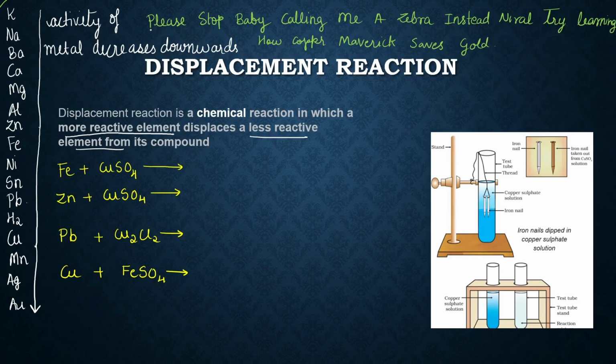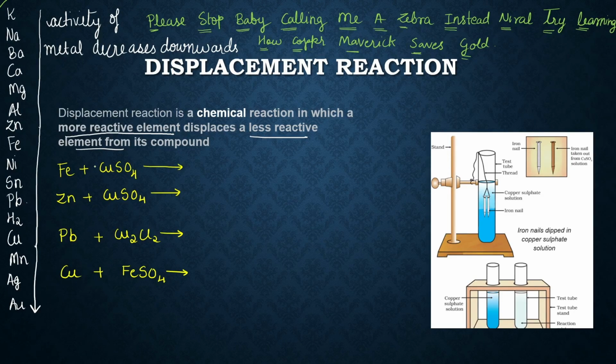Okay, so here P stands for potassium, S for sodium, Ba for barium, Ca for calcium, M for magnesium, A for aluminium, Z for zinc, I for iron, Ni for nickel, T for tin, L for lead, H for hydrogen, C for copper, M for manganese, S for silver, G for gold, and the reactivity series is mentioned here.